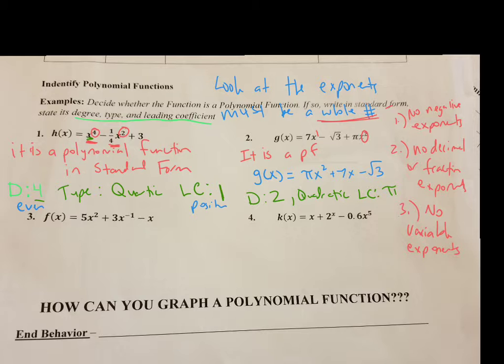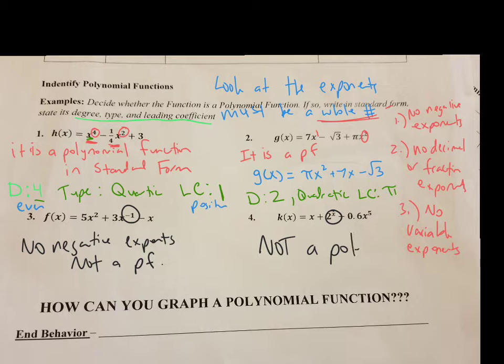3. 5x squared plus 3x to the negative first minus 1. As soon as I see that negative 1 exponent, no negative exponents, not a polynomial function. That's it, done. 4, I have x as a variable exponent, not a polynomial function. No variable exponents. And that's it for basically your fire starter and the first part of your green notes.